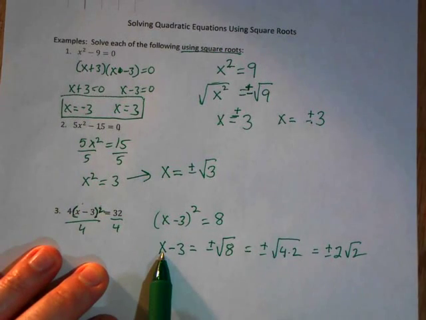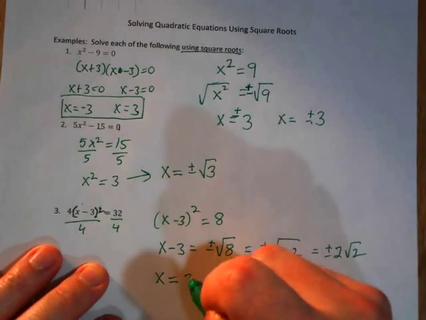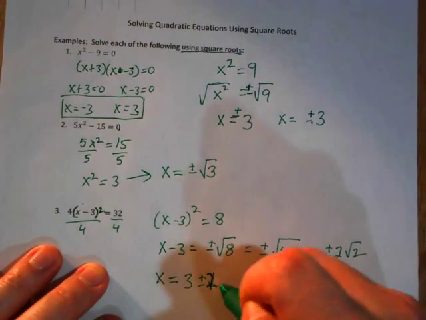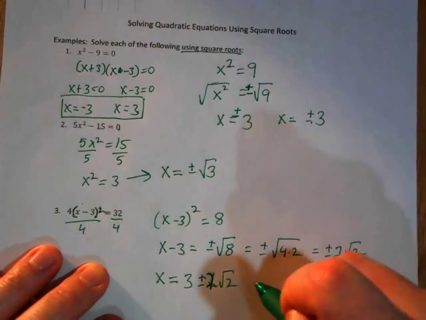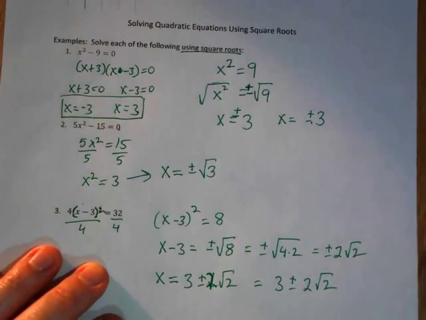Our final answer is we got to get the x all by itself, which means we need to add 3. So traditionally, we would write our answer as x equals 3 plus or minus 2 square roots of 2. I'm going to write that again because it looks ugly. 3 plus or minus 2 square roots of 2.